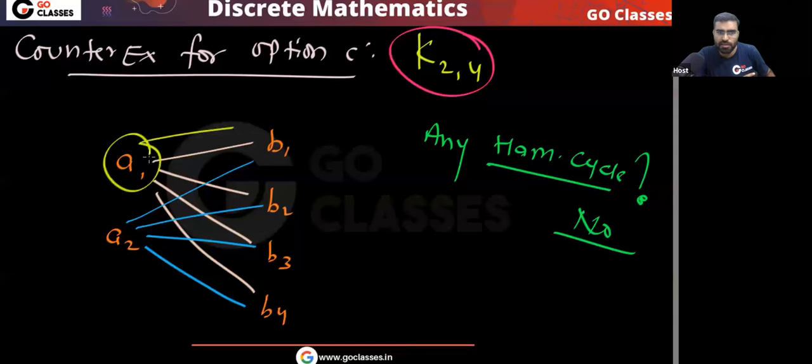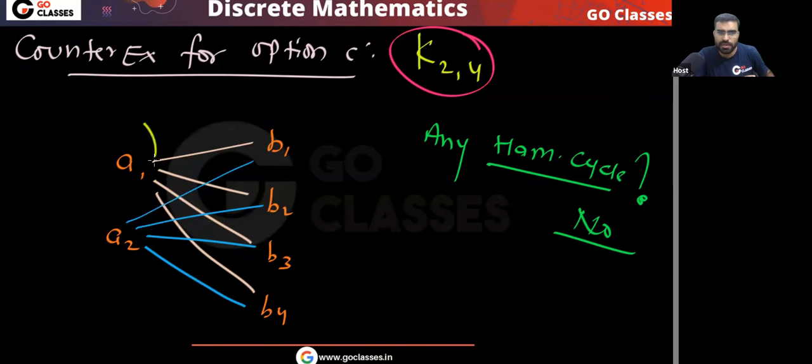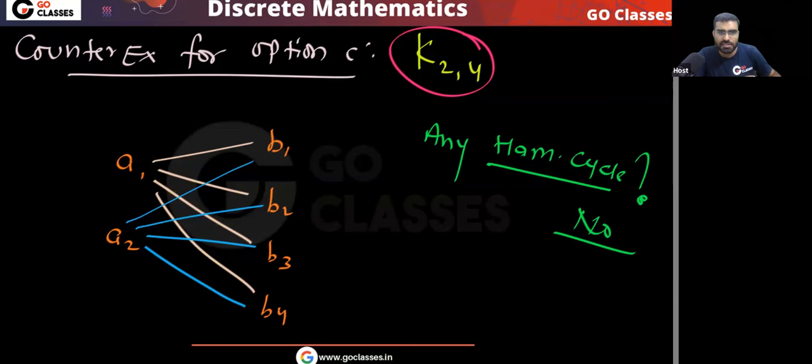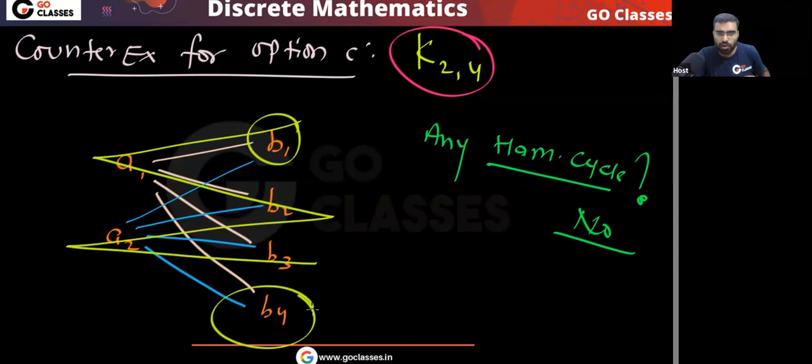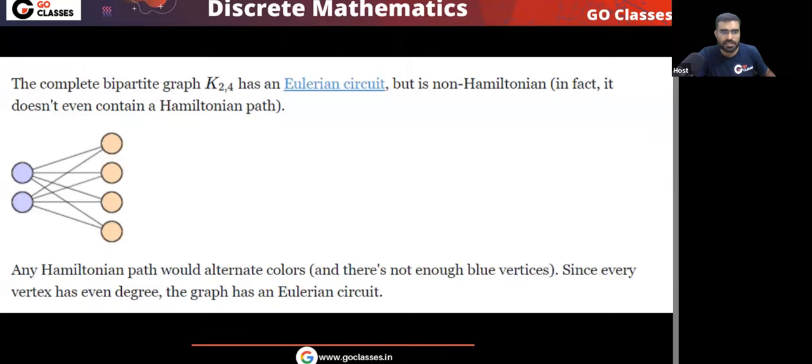So you start here, you go to B1, you go here, you go here. Now you cannot visit them. Agree with me? If you start here and go here, here, here, now you cannot visit these two vertices. If you go one more step, now you cannot visit this vertex. So very simple, there is no Hamiltonian cycle. In this K24, the graph has an Euler circuit, but there is no Hamiltonian cycle.